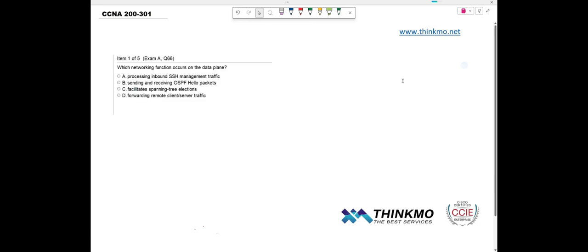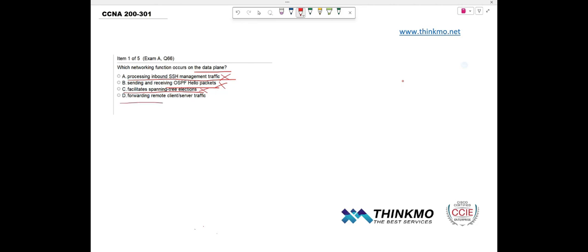The first question asks which network function is executed in the data plane, or data forwarding plane. Regarding the forwarding plane, option A says handling inbound SSH management traffic, which is incorrect. Then the forwarding plane sends and receives OSPF packets. This is also incorrect. Then facilitating the election of spanning tree. This is also wrong. It's quite nonsensical.